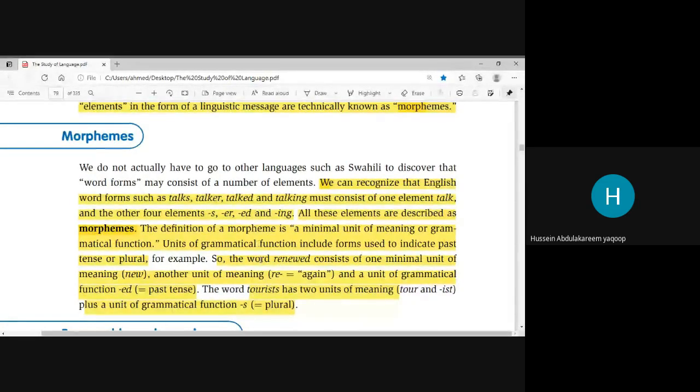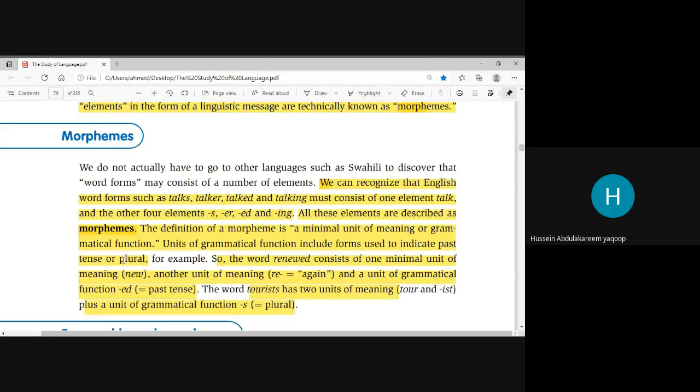So units of grammatical function include what? Include forms used to indicate, for example, the past tense or the plural. Now, student, students. Here we have the S. But this S is not to indicate a tense. It indicates the plural form of the word student, students. So this S should also be distinguished from the S of the third person singular.